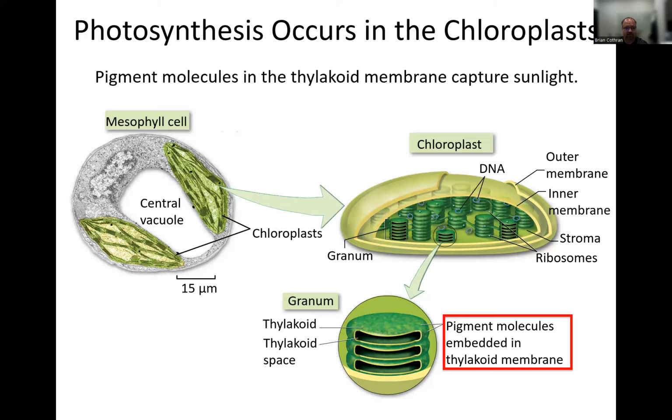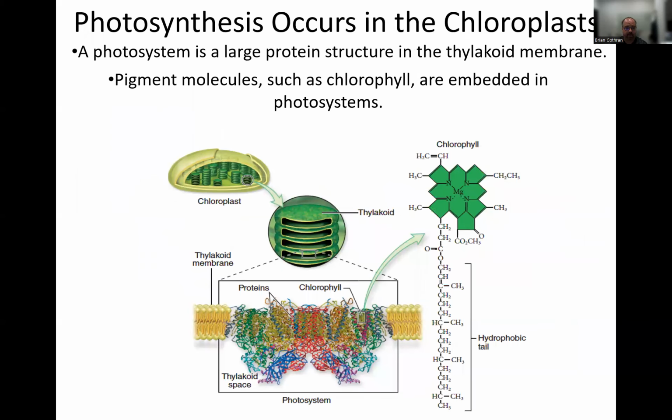Now, we'll see some of them do it in different spots. Not all of them do it necessarily all in the mesophyll cell, but we'll get to that a little bit later in the lecture here. So again, photosynthesis occurs in the chloroplasts.